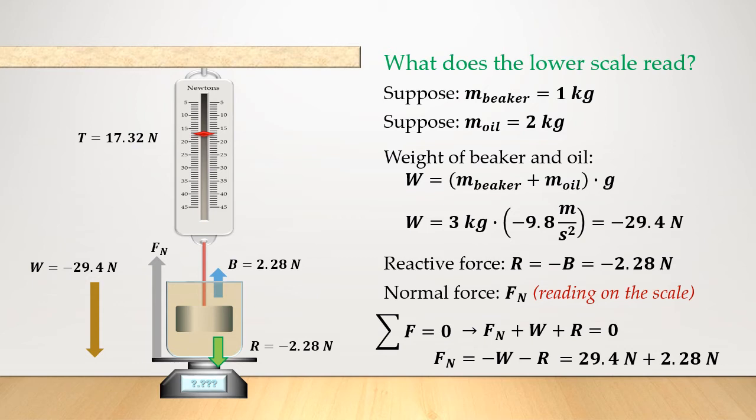Plug in the values, switch the signs because both the weight and the reactive force have a negative sign in front. And so basically we're adding those values. And we get positive 31.68 newtons on the digital scale. And that's what it would look like. So the answer to this problem is that the spring scale would read 17.32 newtons, and the lower scale, the digital scale in this case, would be 31.68 newtons.